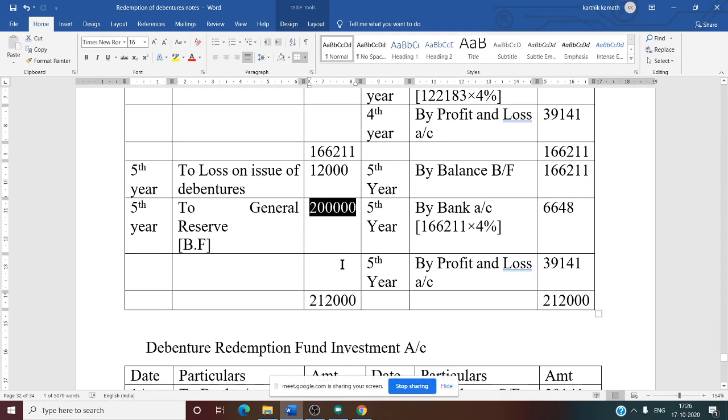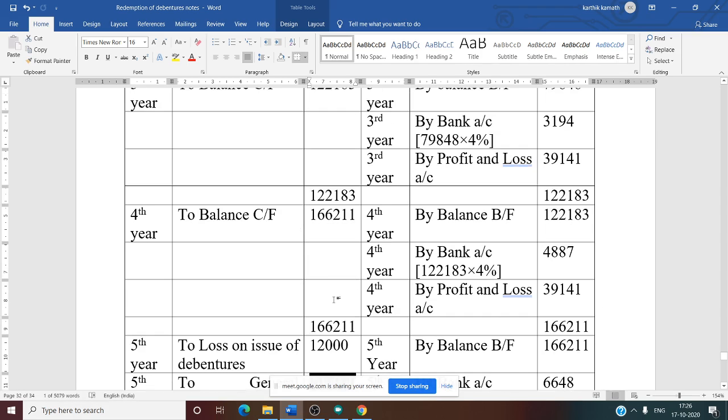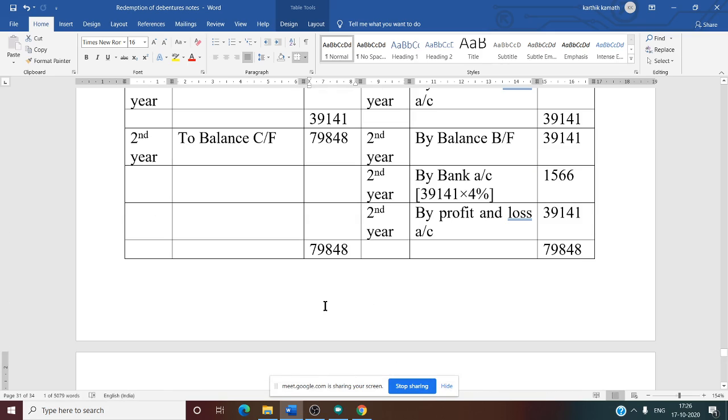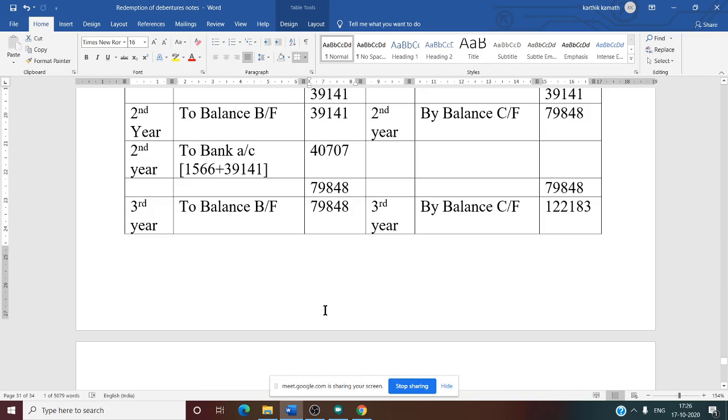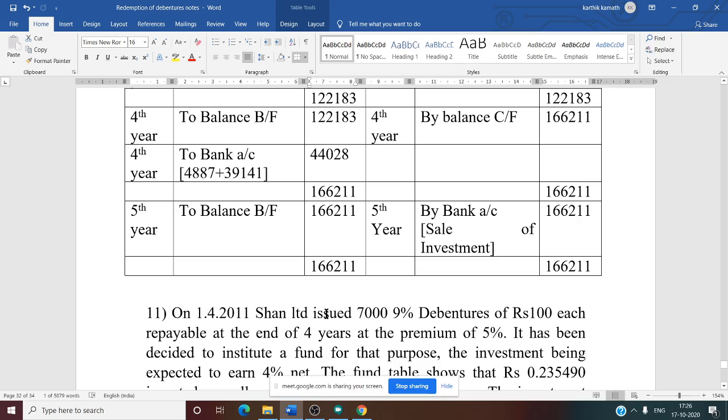If you deduct 12,000 from 2 lakh 12,000, you get 2 lakh. That is the unutilized amount, the remaining amount in DRF. And you know the remaining amount in the DRF account is transferred to the general reserve account. General reserve account is our balancing figure, 2 lakh. So now we have closed the debenture redemption fund account also. Very simple problem, no adjustment at all. Only two accounts you need to prepare.